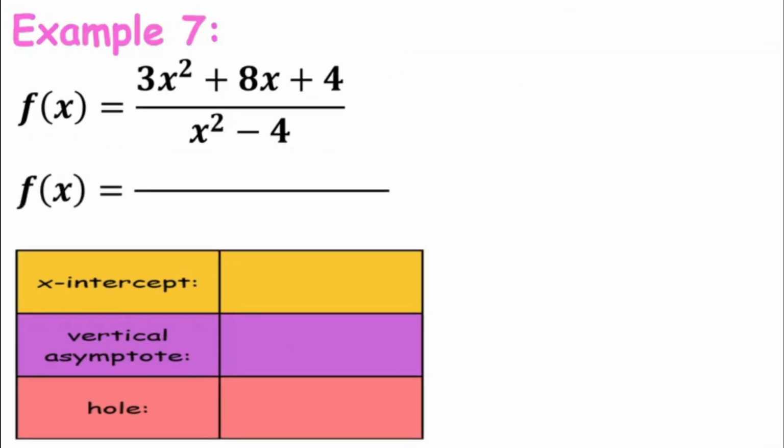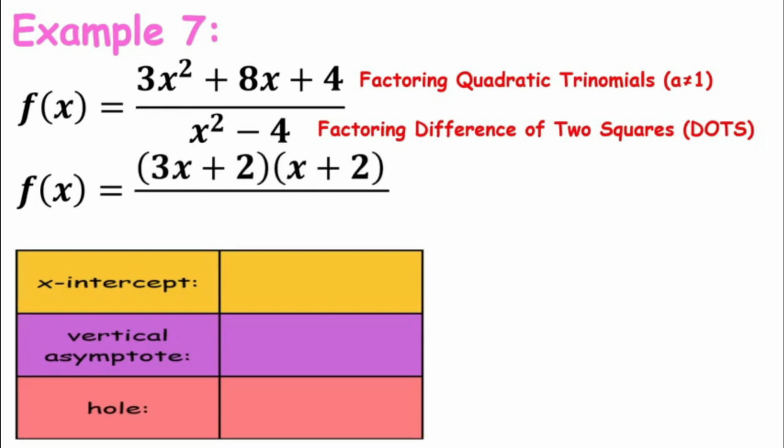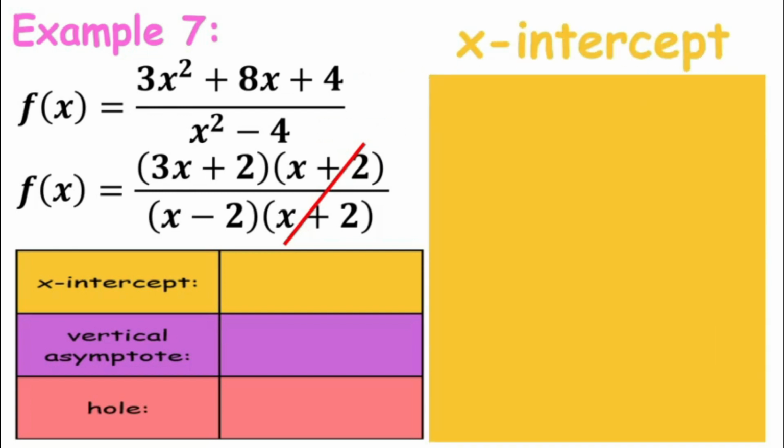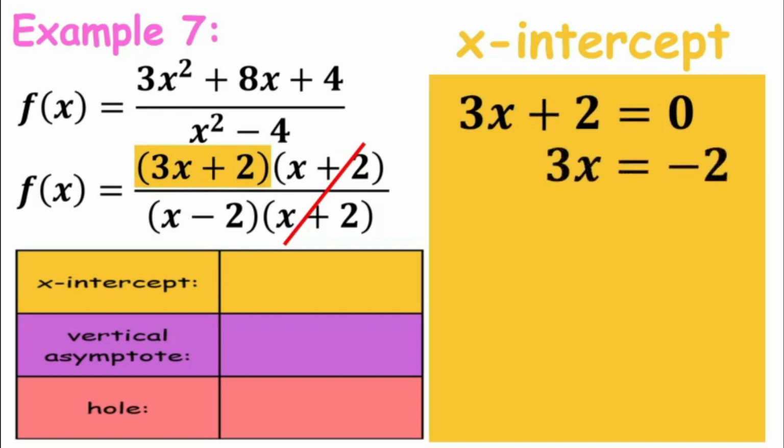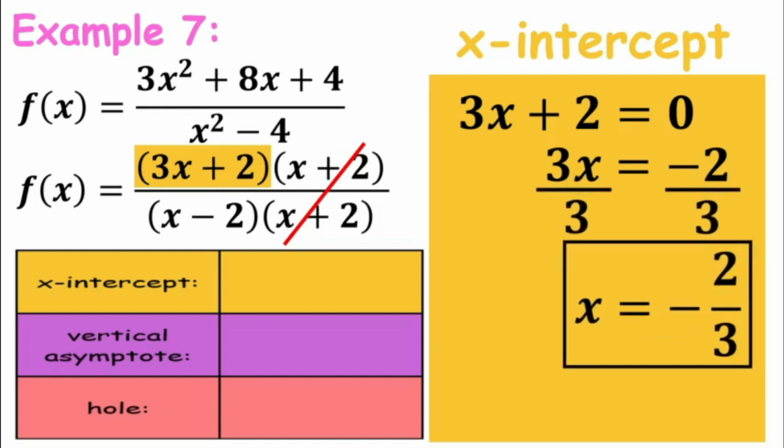Example 7. The factored form of the numerator is 3x plus 2 times x plus 2, and the factored form of the denominator is x minus 2 times x plus 2. The cancelled factor is x plus 2. Notice that the cancelled factor is not identical to the remaining factors 3x plus 2 and x minus 2. For the x-intercept, we have 3x plus 2 is equal to 0. Transpose positive 2, we have 3x is equal to negative 2. Divide both sides by 3, we have x is equal to negative 2/3. The x-intercept is negative 2/3, 0.